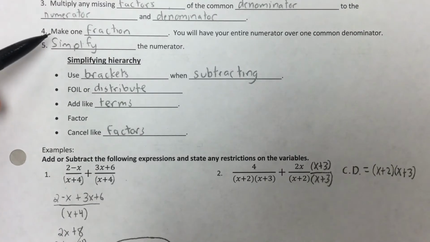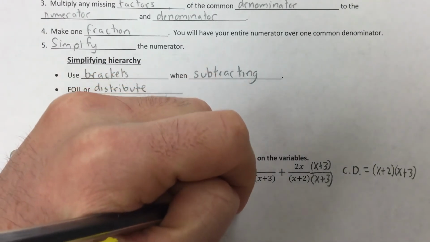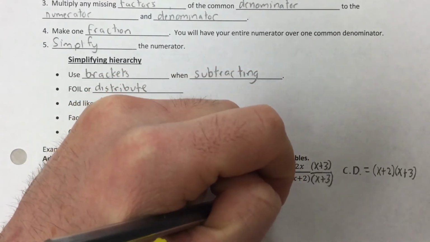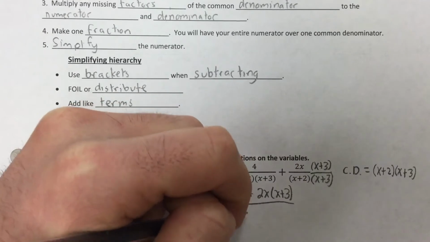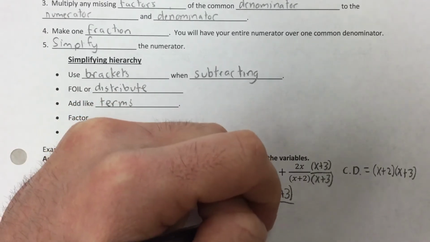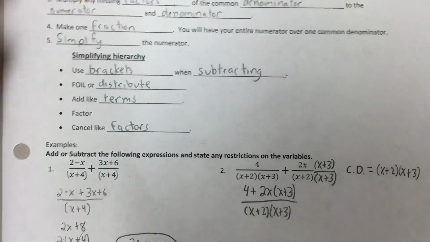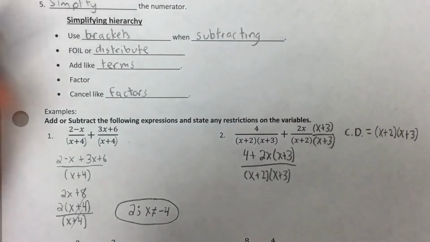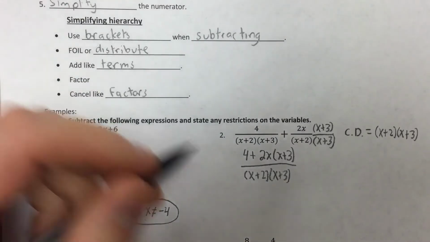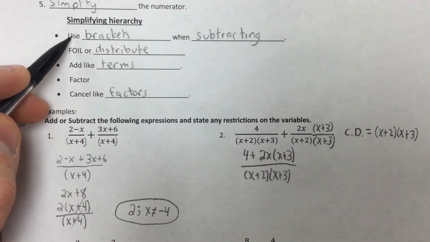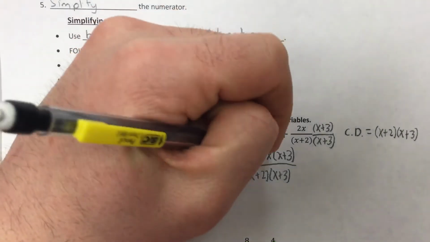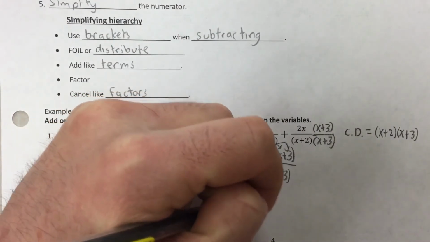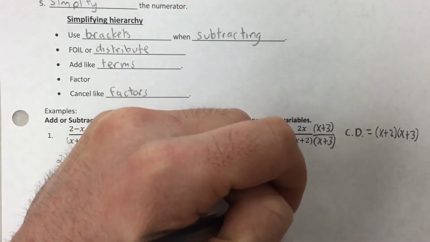All right, so now it says make one fraction. So my top is going to be 4 plus, and then 2x times x plus 3. And that's all over my common denominator of x plus 2 times x plus 3. So I made it one fraction now, and now we do our simplifying. Okay, so again, now I'm really just focusing on the numerator. So there's no subtracting, so I don't have to worry about that. Now I'm going to FOIL or distribute. In this case, I'm going to distribute the 2x. So I would have 4 plus 2x squared plus 6x.